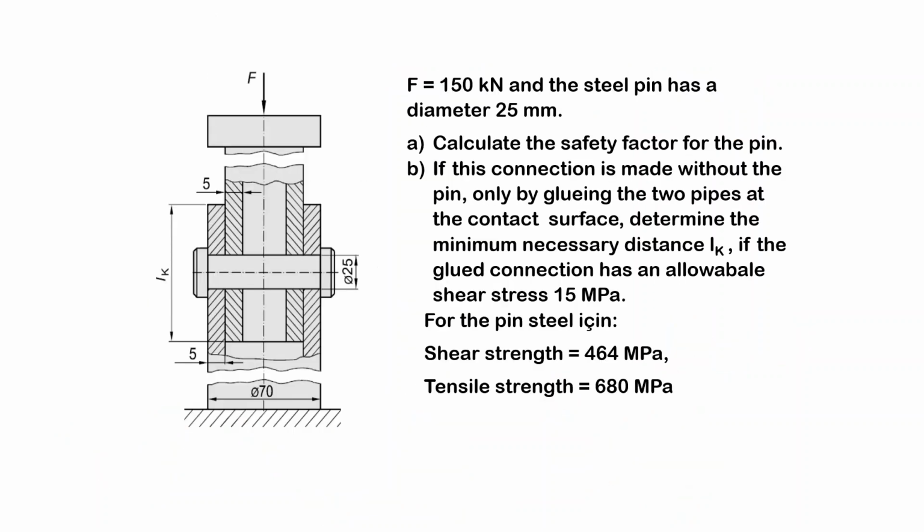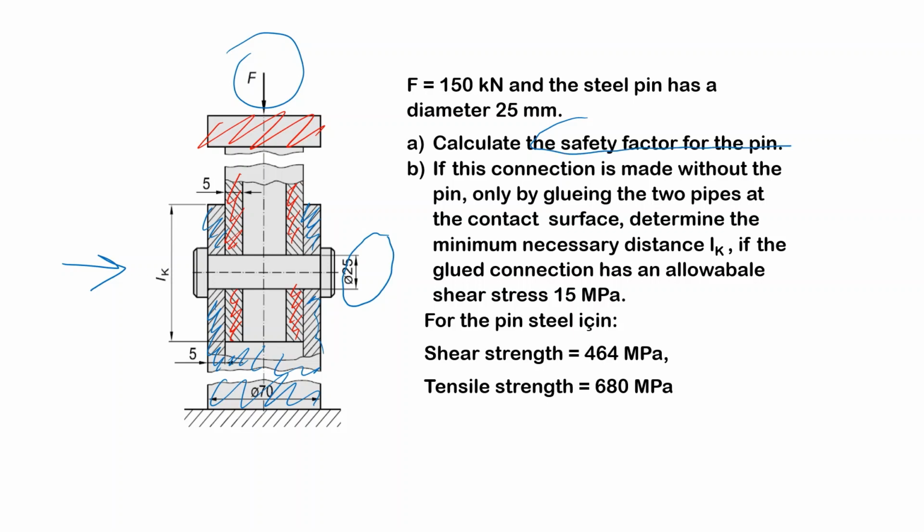Okay, the last question. Here we have two pipes. The upper pipe, which I show in red, and the lower pipe in blue. These two pipes are connected with the help of a pin. The diameter of the pin is given, the force is given. Question is, find the safety factor.